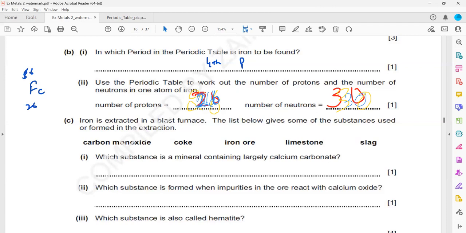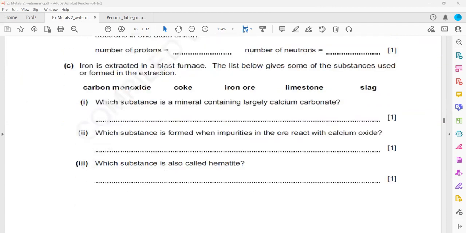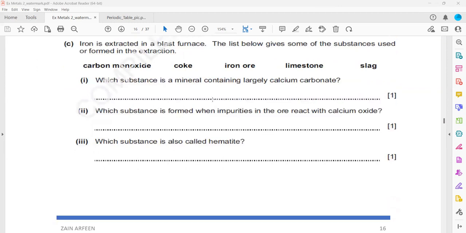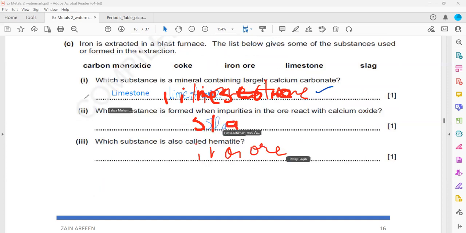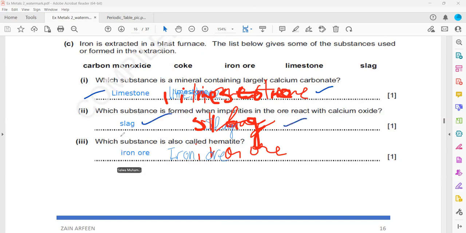Then, in the extraction of iron in the blast furnace, the list below gives some substances which are used. Which substance is a mineral containing mainly calcium carbonate? That is limestone. Good. Which substance is formed when impurity in the ore reacts with calcium oxide? It will form slag. And which substance is also called hematite? That is the iron ore, the ore of iron.